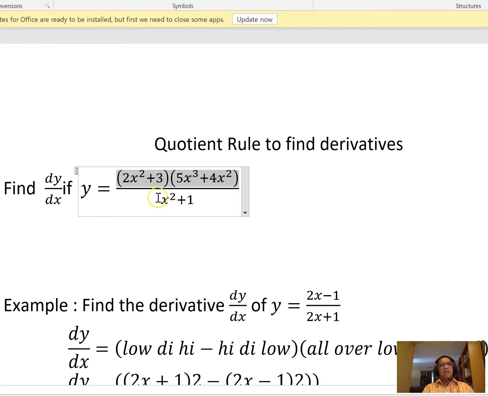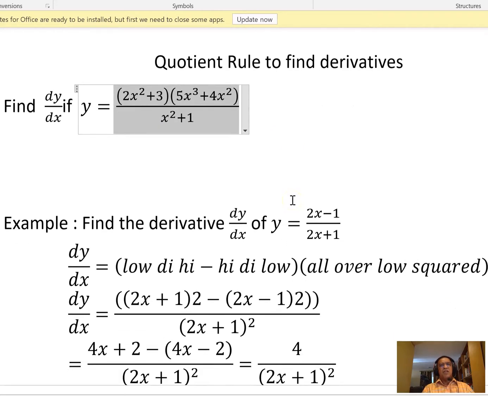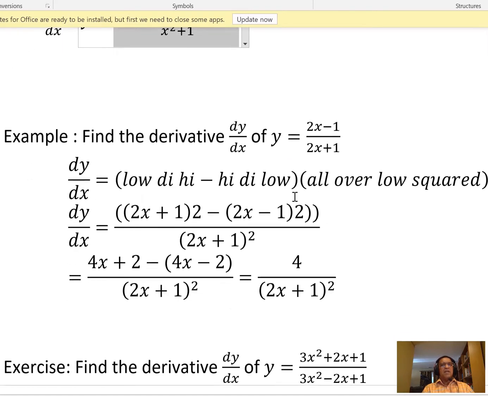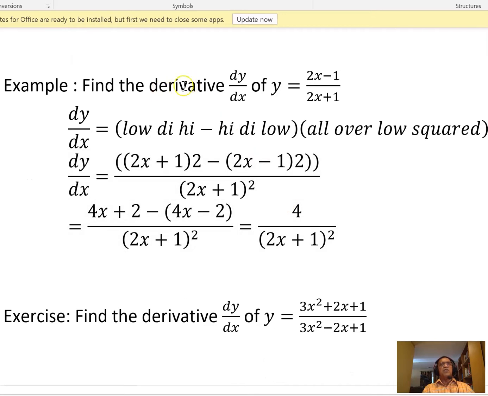But there is a kind of a fraction, a quotient. The bottom two you can take care of. You know how to take care of x squared plus 1, and you know how to take care of the entire top part. But do we know how to take care of the whole thing, the fraction or the quotient? Yes, for that you need the quotient rule. So let's try to show what the quotient rule is through an example. My example is you want to find the derivative dy over dx of y equals this. A very simple example.